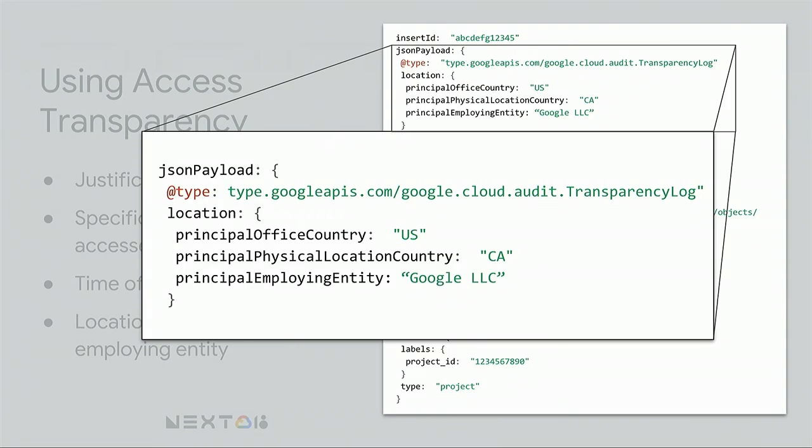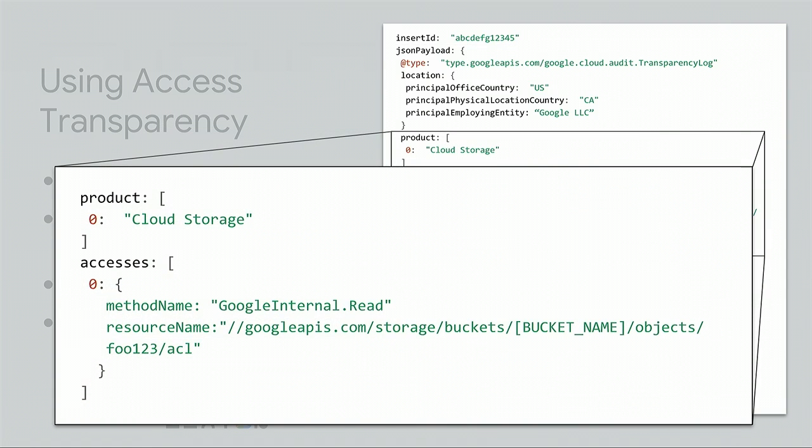So at the top, you obviously get the type. You can see it's an access transparency log. You get a little bit of information about the person making the access. You can see it was a person who's usually located in Canada, but right now they're in the US, and they work for Google LLC. You get some information about what happened. So here, someone read the access control list on the bucket.